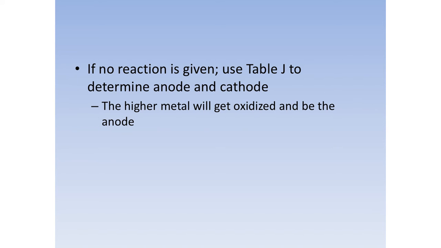All right, so normally when we have a reaction, and we're going to take a look at one in a second, we write out our half reactions, we figure out what's being oxidized, what's being reduced from the half reactions. The metal that's associated with the oxidation would be the anode. The metal that's associated with the reduction would be the cathode. Sometimes they don't give you a reaction. If that's the case, then we would use table J to determine which is which. And whichever metal is higher on table J is the thing that would get oxidized, therefore it would be the anode.